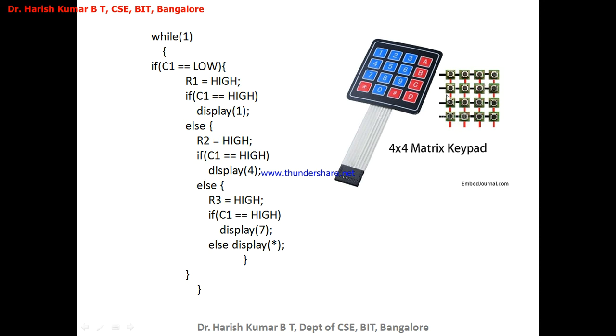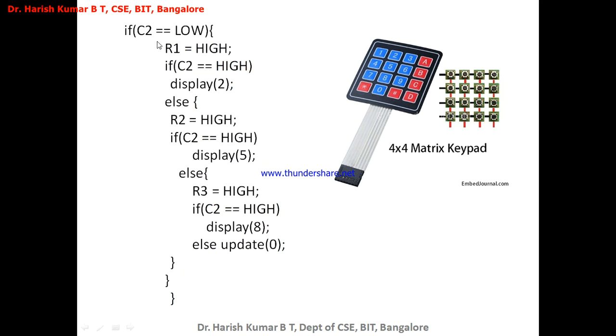Now similarly, let me assume I am pressing this button. This is in column 2. When I press this, what will happen? C2 will become 0. Now C1 is equal to low, the condition is false, where will it go? Here. C2 is equal to low. This is true. Now I have to check in which row I have pressed. Initially I make row 1 as I. Now when I make row 1 as I, C2 will not change from low to I.